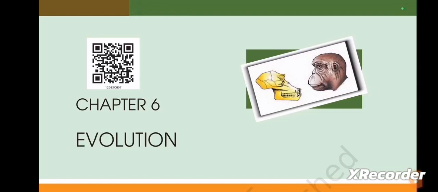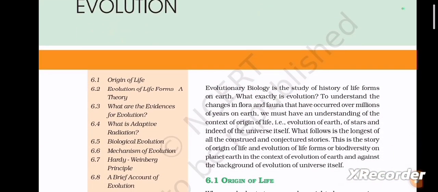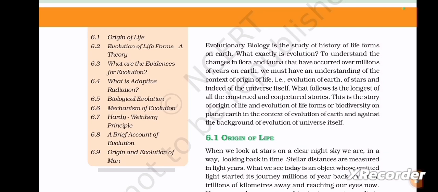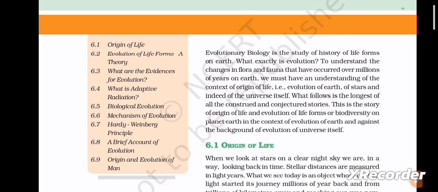Today's lesson is from NCERT Biology, Class 12, Chapter 6, Evolution. So, in this chapter, we have 9 topics. They are origin of life, evolution of life forms, a theory, what are the evidences for evolution, what is adaptive radiation, biological evolution, mechanism of evolution, Hardy-Weinberg principle, a brief account of evolution, origin and evolution of man. So let's start.